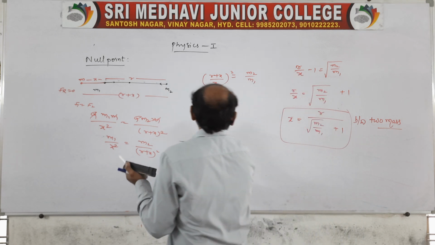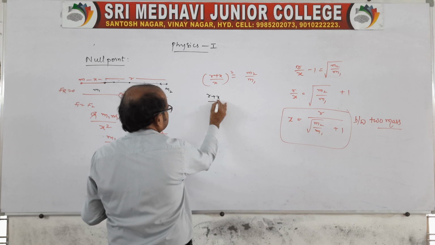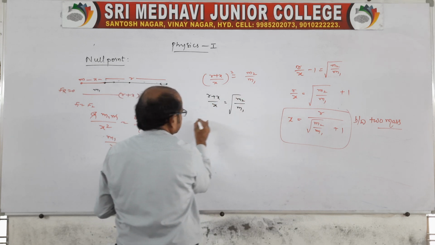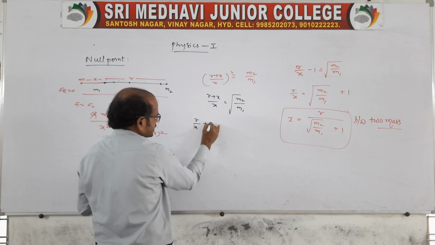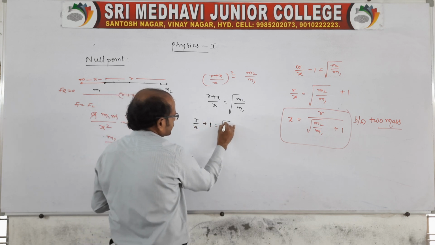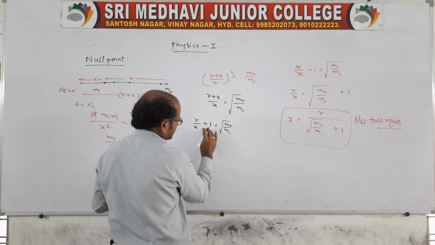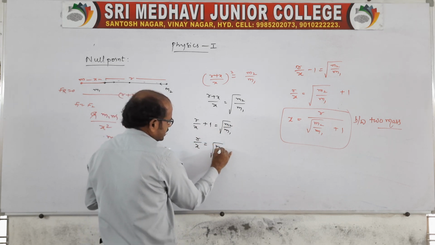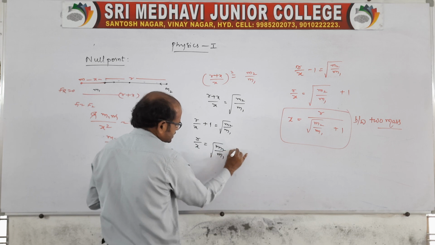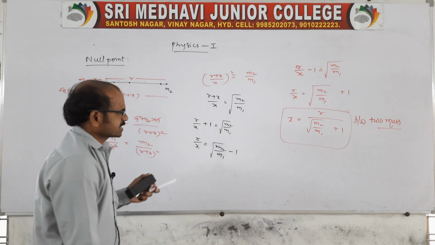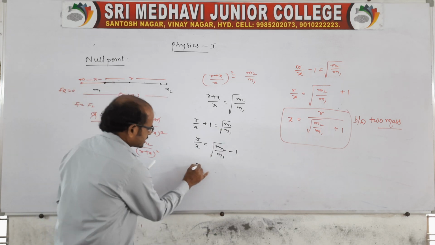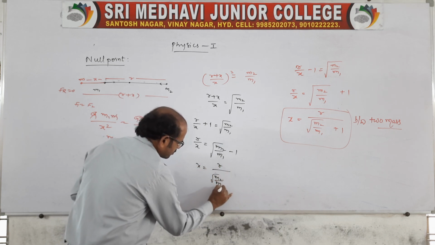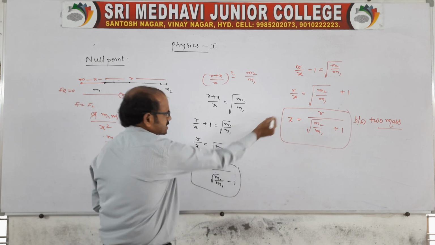Now see here again, squaring on both sides, it is root over m2 by m1. So again you divide separately, r by x plus 1 is equal to root over m2 by m1, and you take this to the other side, r by x is equal to root over m2 by m1 minus 1. Now x is what we need, so x is equal to r by root over m2 by m1 minus 1. Now you compare both expressions.